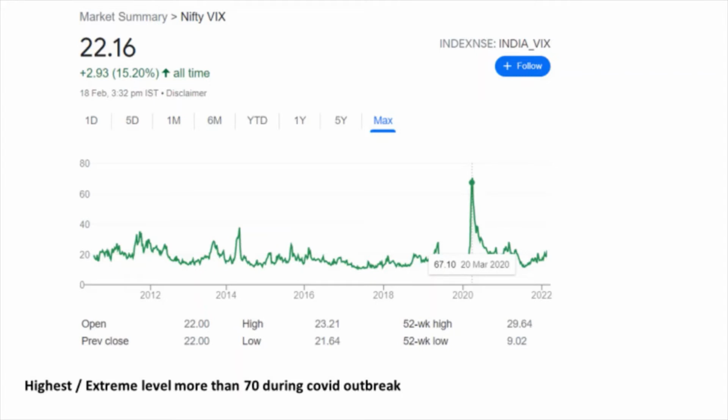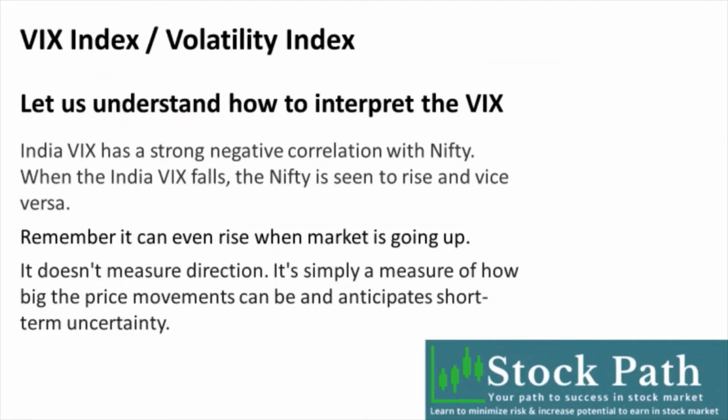Now let us understand how to interpret the VIX with the Nifty 50. Okay. India VIX has a strong negative correlation with Nifty 50. It means, in simple terms, when the India VIX falls, Nifty will rise and vice versa. So when the VIX rises, Nifty 50 will fall. So when there is a fear in the market, the stock market will fall down.